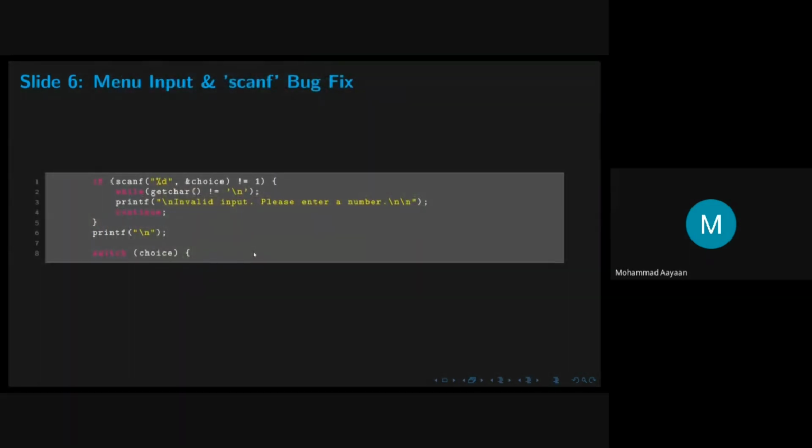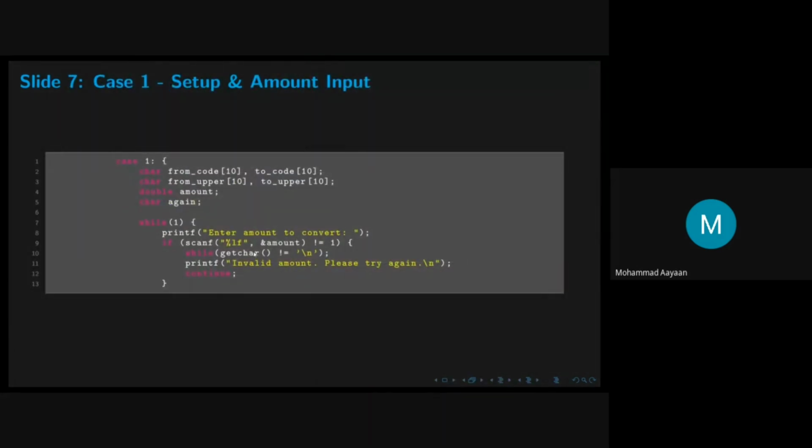Then we have slide 6, which is the menu input and scanf. Now we take the user choice using scanf, but sometimes the user types letters instead of numbers, and that causes the classic scanf bug. So this code checks if the input works. If it didn't, we clean the keyboard buffer, show an error message, and restart the loop. If everything is working fine, we move into the switch statement that controls our three menu options.